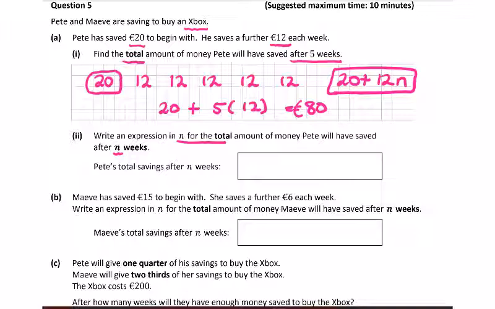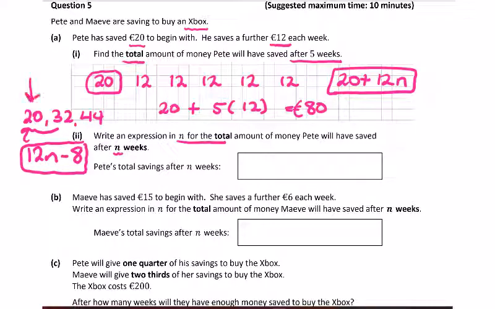If we look at the pattern here, he has 20, then he's going to have 32, then he's going to have 44. Now if we did it the way I taught you in school, we'd say, well, the gap is 12 there. It's going to be 12 each time. So take the gap, multiply it by n, and how do we get back to the first number? Well, it would be minus 8. So this is not correct because we're not taking this as week 0.